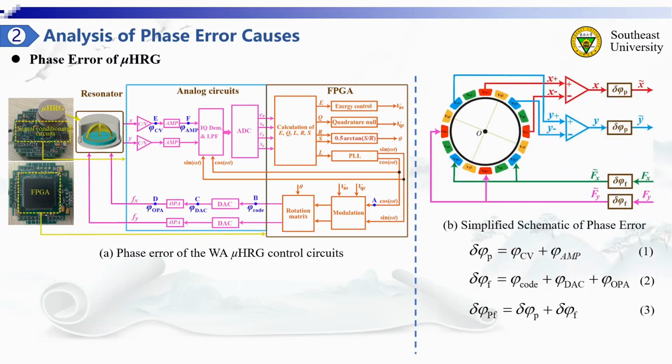Figure B shows the simplified forms of the phase error. Here, delta phi P in equation 1 is the detection phase error caused by the CV conversion circuits and the front-end operational amplifier circuits. Delta phi F in equation 2 is the fluctuation phase error caused by the digital signal modulation, DAC, and AC-DC coupling circuits. Consequently, the total phase error of the micro hemispherical resonator gyroscope is delta phi PF. It is the sum of delta phi P and delta phi F, as shown by equation 3.